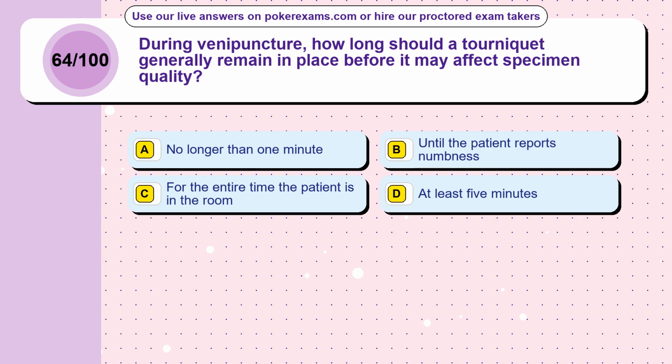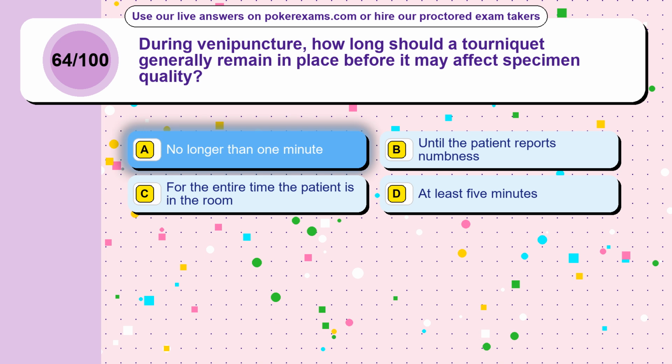Question 64. During venipuncture, how long should a tourniquet generally remain in place before it may affect specimen quality? Option A. No longer than 1 minute. Option B. Until the patient reports numbness. Option C. For the entire time the patient is in the room. Option D. At least 5 minutes. The correct answer is option A. No longer than 1 minute.